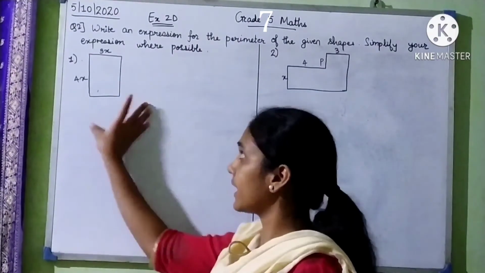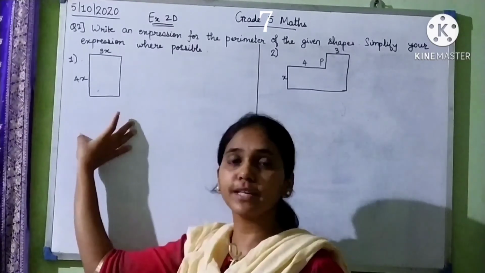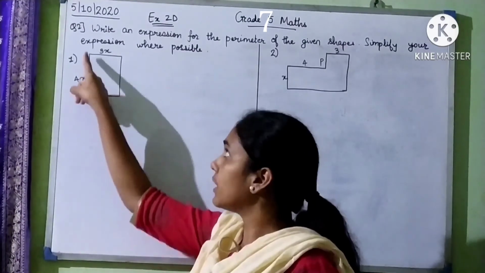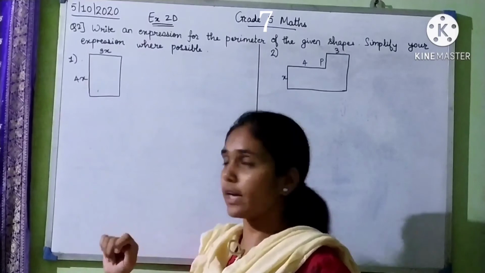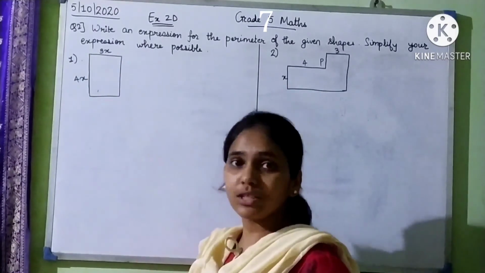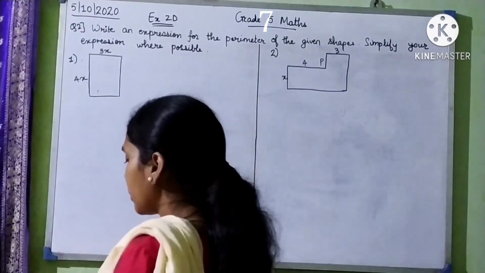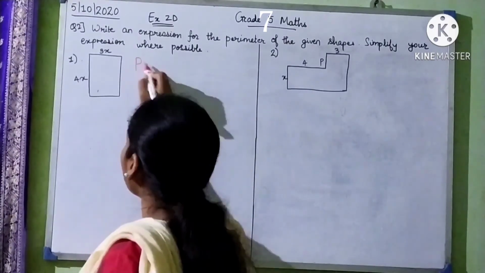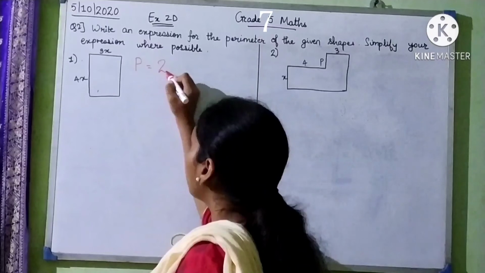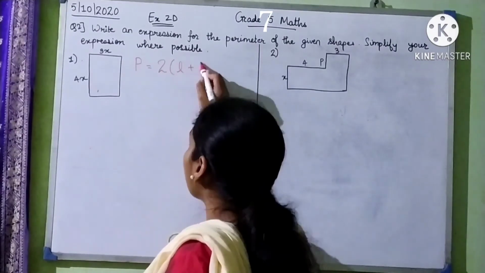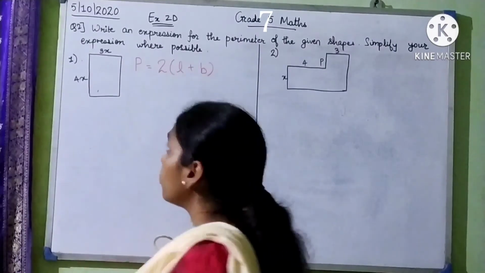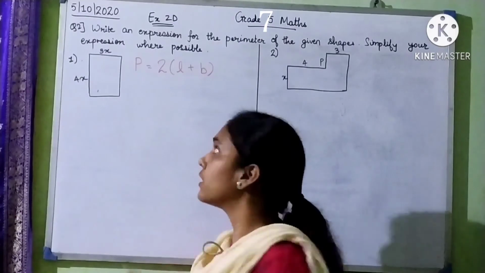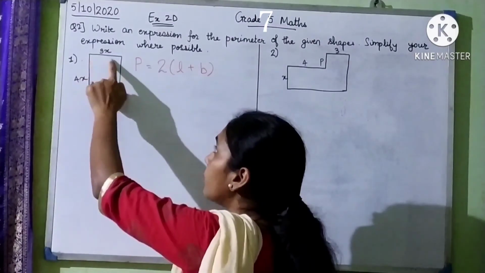So here this is a rectangle and we have to find its perimeter. The length of this rectangle is 4x and the breadth is 3x. Okay. So first we will write the formula for the perimeter of a rectangle. Perimeter of a rectangle P is equal to 2 into (L plus B). Now first let me tell you what the perimeter is. Perimeter means the sum of all the boundaries.